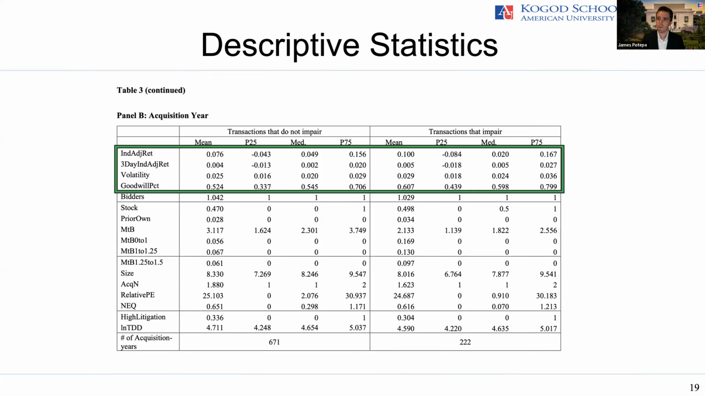Specifically, we find a strange U-shaped relationship between returns and likelihood of impairment, but this relationship disappears when we include volatility. So this volatility measure kind of explains an odd relationship between returns and likelihood of impairment.